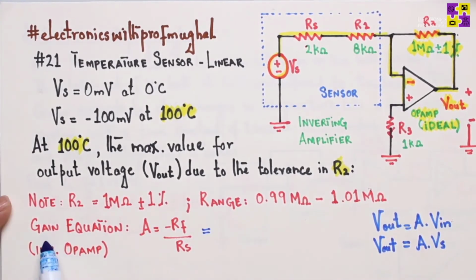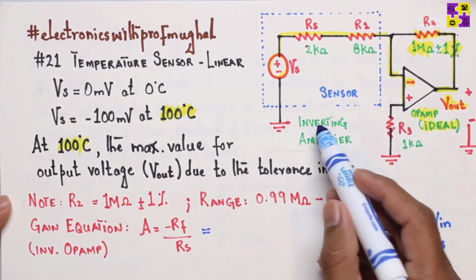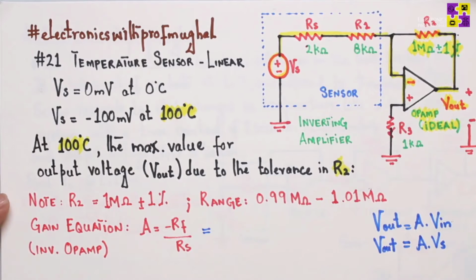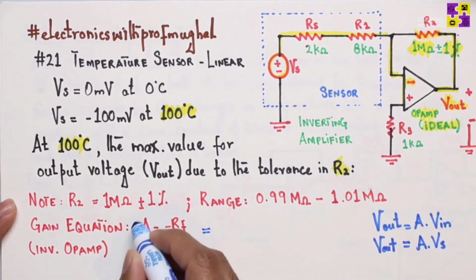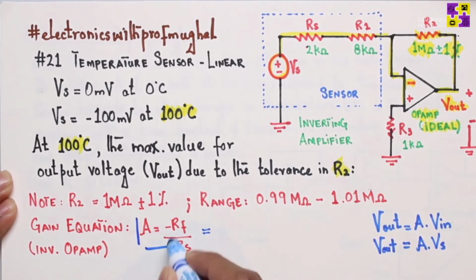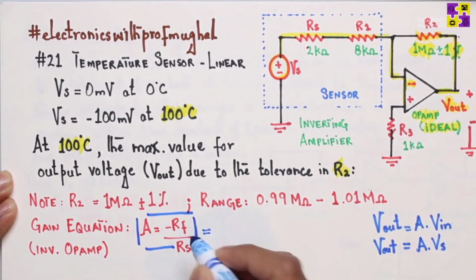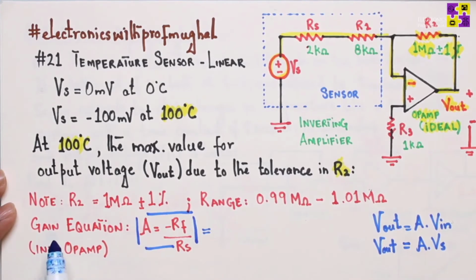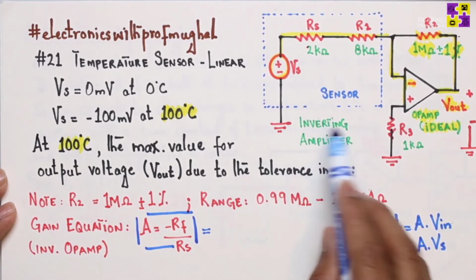if you look at the gain equation for an inverting amplifier, there's a separate video that I've done on this, like how do we get this equation? I'll leave the link in the description. Gain equals negative RF over RS. This is the equation for the gain for an inverting amplifier.